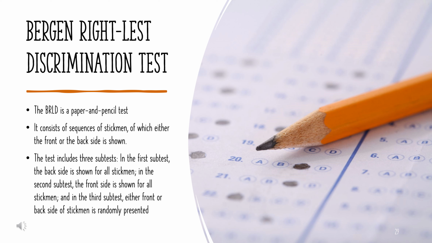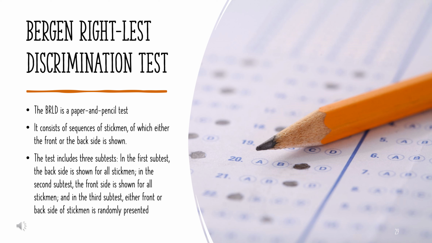The third test of right-left discrimination I want to review is the Bergen right-left discrimination test. This is a paper and pencil test that consists of sequences of stick men, of which either the front or the back side is shown. I have an example that I drew in a couple of slides, so you'll get to see what that looks like. Now, this test includes 3 subtests.